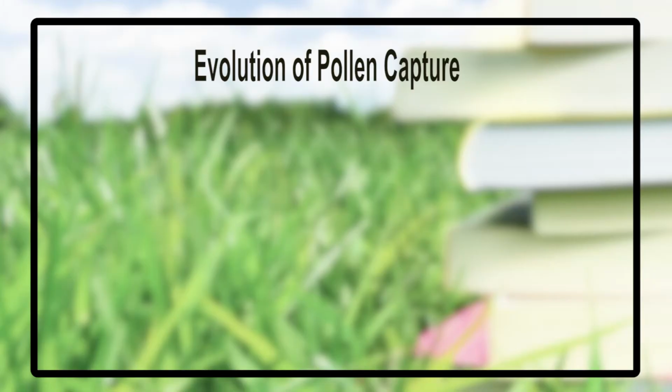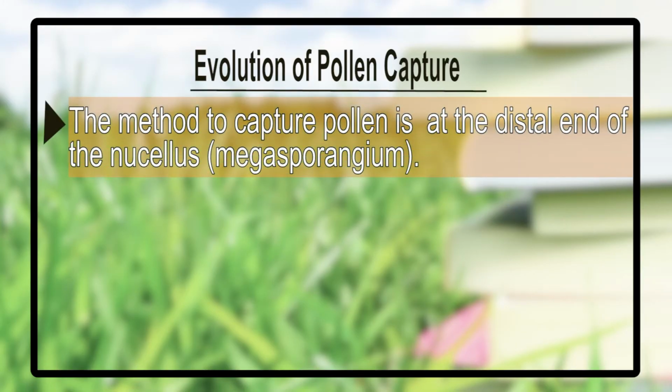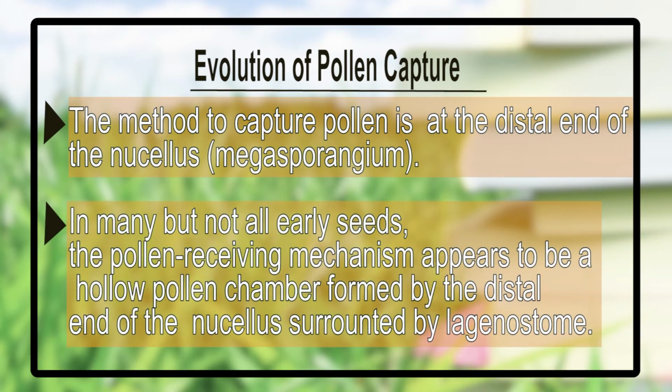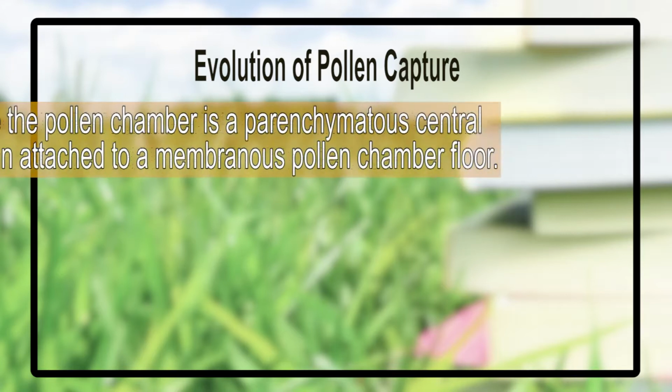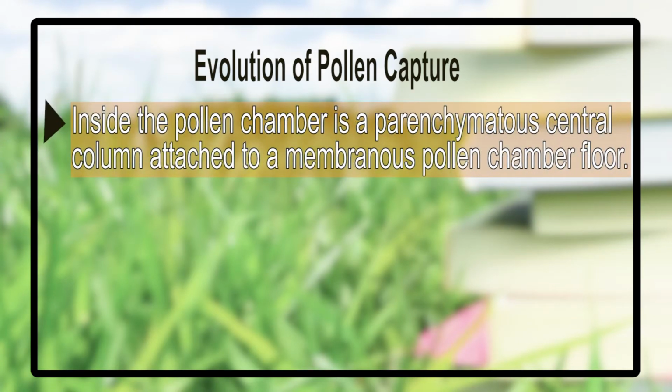Now, talking about the evolution of pollen capture method. The pollen capture method is at the distal end of the nucellus, and in certain early seed plants we see that there are hollow pollen chambers. After this, there is also an evolution from a pre-ovule to a perfect ovule. By pre-ovule, we mean an ovule in which the integument is not properly developed, and with time when the integument is completely developed, we call it a perfect ovule. This has also been explained with the help of the telome theory.